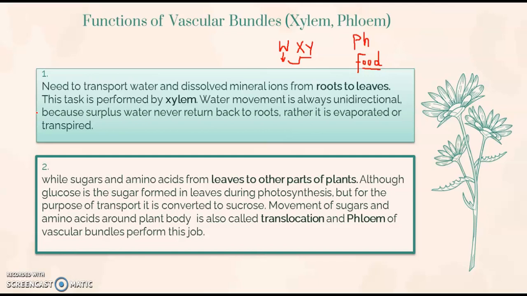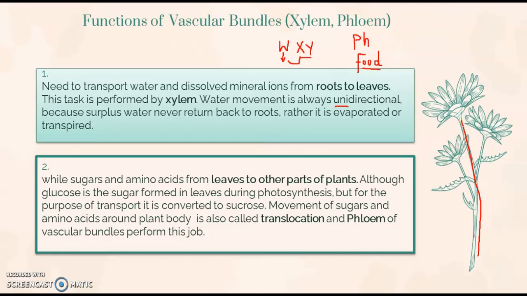Water movement is always unidirectional. What does it mean? It means that water in a plant body will always move in one direction. It will never come back. Why?